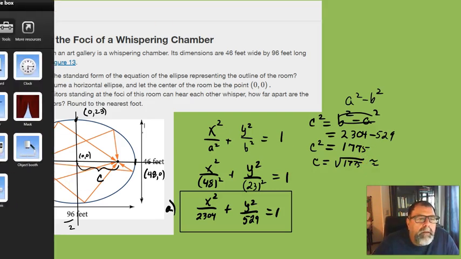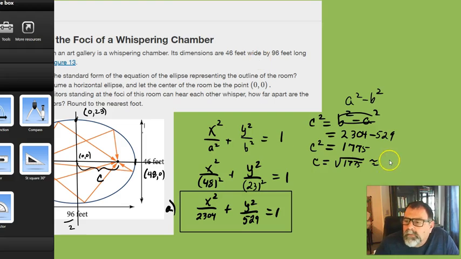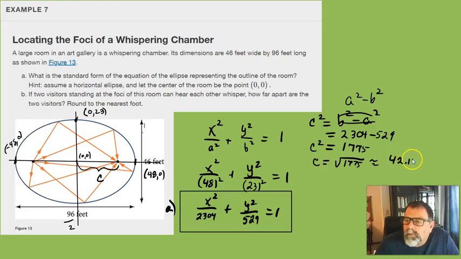Where is my calculator? So 1775 square root, about 42.13 feet. So 42.13 feet. Now, how far apart are they going to be?